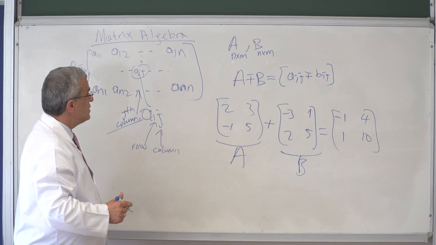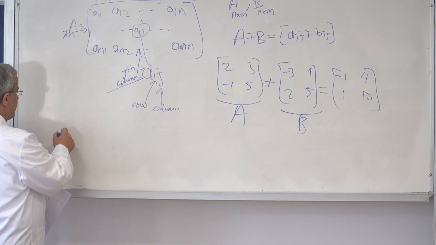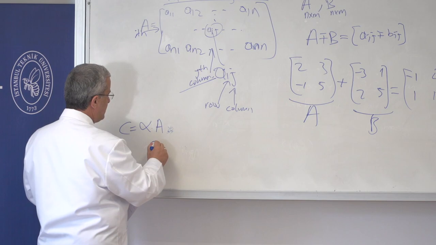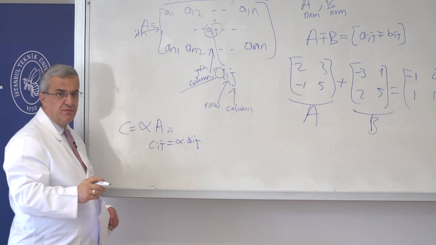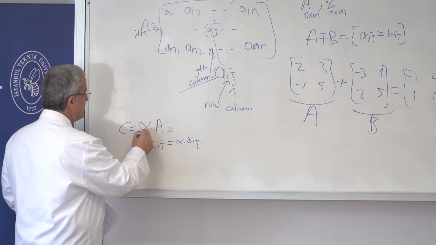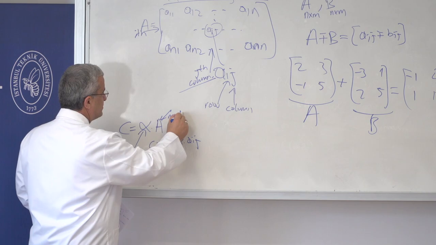Okay, when you multiply, let's say C is equal to some alpha times A. So what you would have is that C_ij just would be alpha times A_ij, meaning you would multiply every component of the matrix A. That's what multiplying a matrix with a scalar is, right? This is a scalar. It's not a matrix, right? This is a matrix. So this is how you multiply a matrix with a scalar.